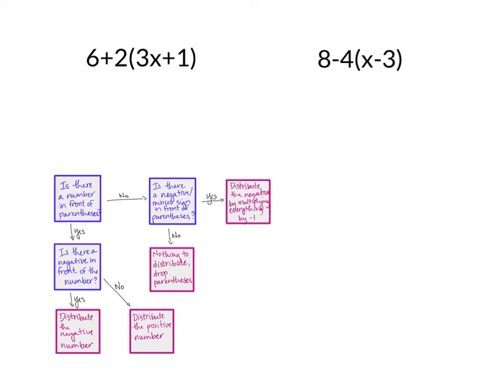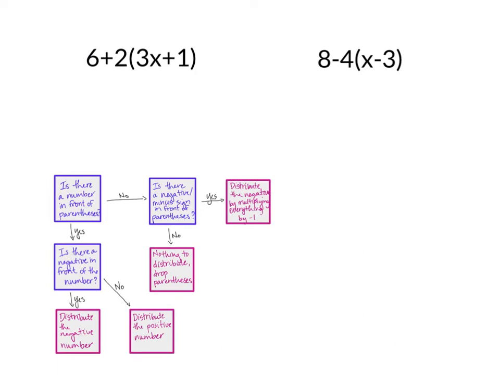All right, what we're going to look at now is something that students really often make mistakes with at almost every level. So we have 6 plus 2 times quantity 3x plus 1. Now what a lot of students do is add the 6 and the 2 and then distribute what would be 8. Now the problem with that is 2 is being multiplied by everything in the parentheses, and according to the order of operations we need to do multiplication prior to doing addition.